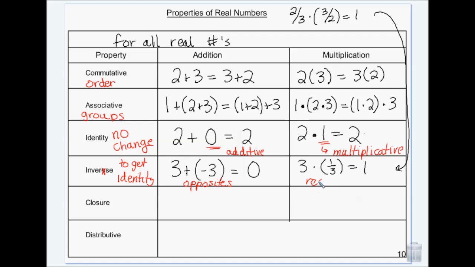So your inverses for multiplication are reciprocals. So addition is opposites, multiplication is reciprocals.